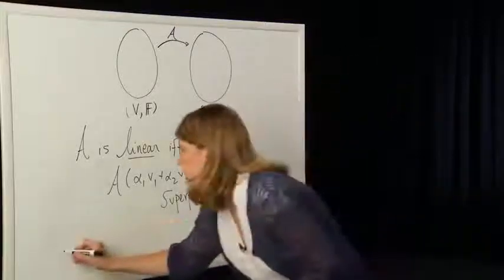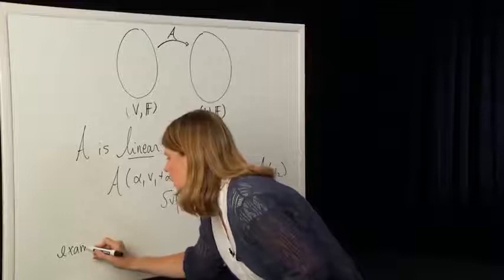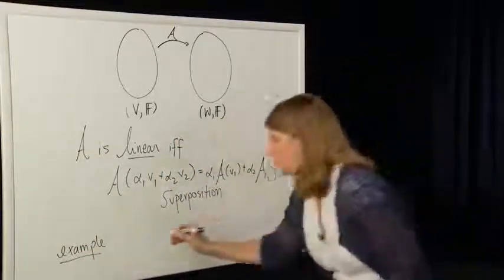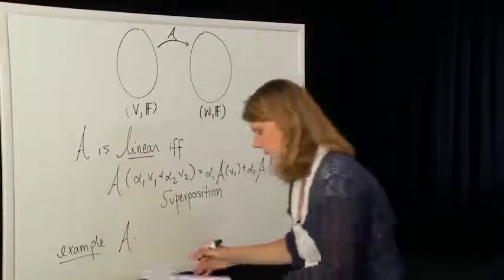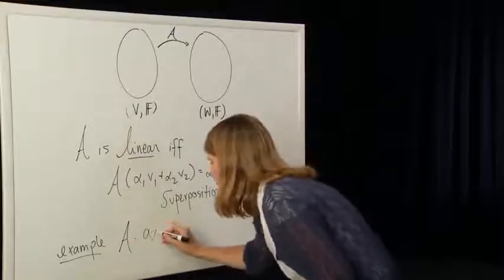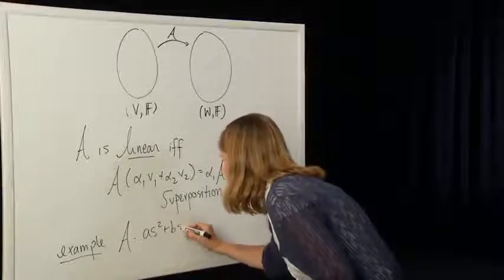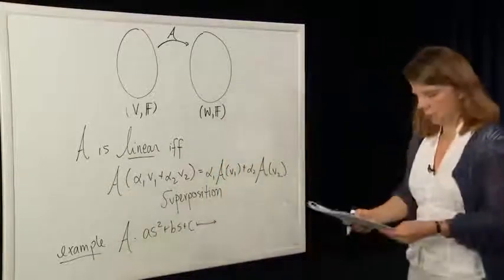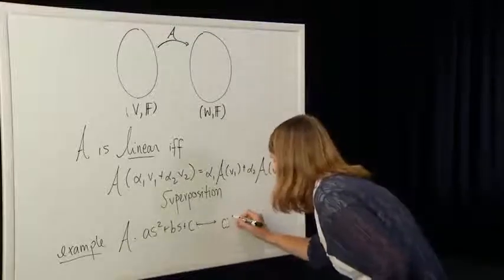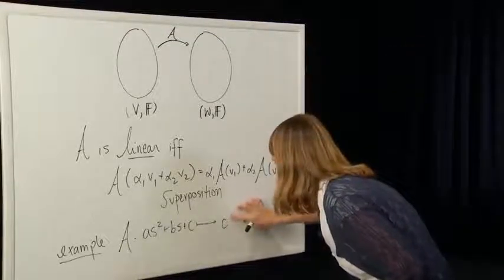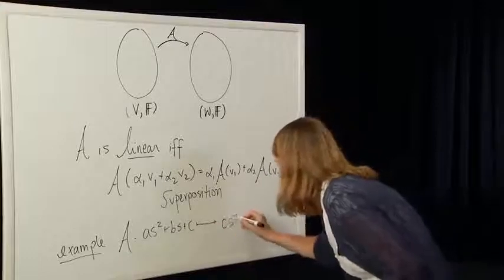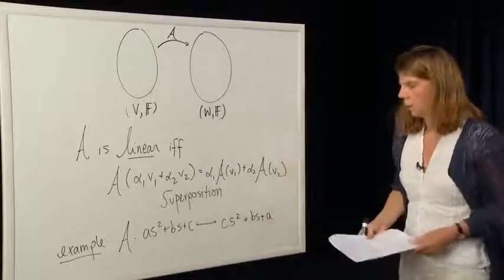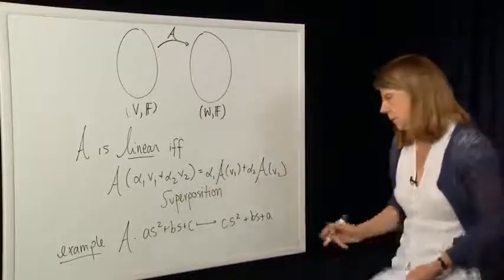Let's start with an example. Suppose you were given a map A, and we're going to define it as follows. It takes elements which are polynomials, a s squared plus b s plus c, and maps them to polynomials. All I've done is switch the first and the last element here, so c s squared plus b s plus a. The question is, is this a linear map? Is it linear?